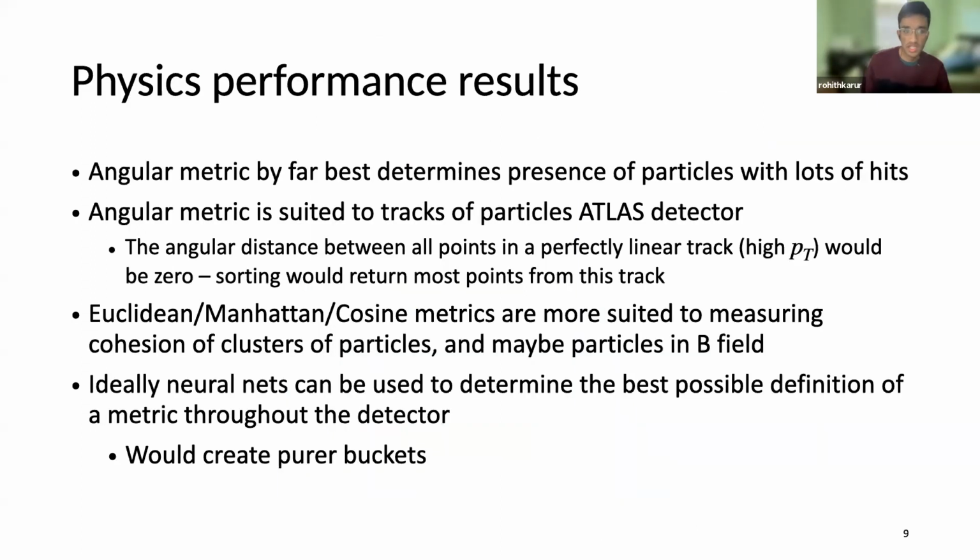Okay, so again, to touch upon the choice of metric from before, we found that the angular metric is the best choice to determine particle trajectories, in part because for high PT particles with linear hits, the group of those hits would be 0 if we sorted them by the angular metric, and they would thus be likely classified in a bucket. The other metrics would create buckets with clusters of particles, which could perhaps be useful for low PT tracks. Ultimately, we would want neural networks to determine the best choice of metric throughout the detector, and that would ideally give us the best performance.